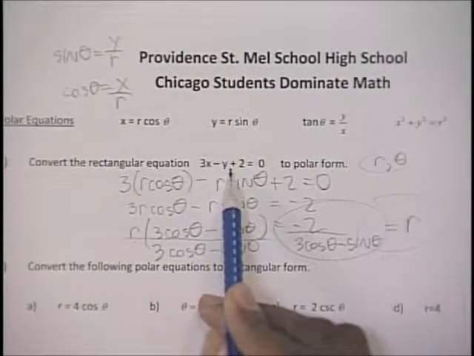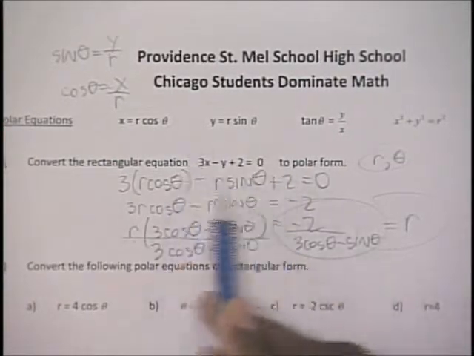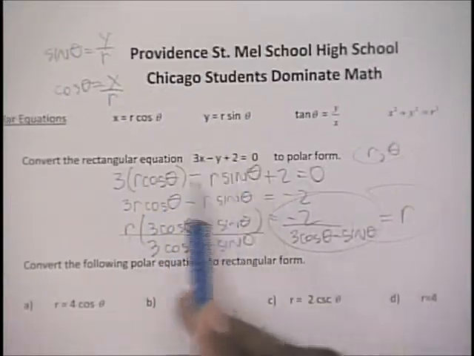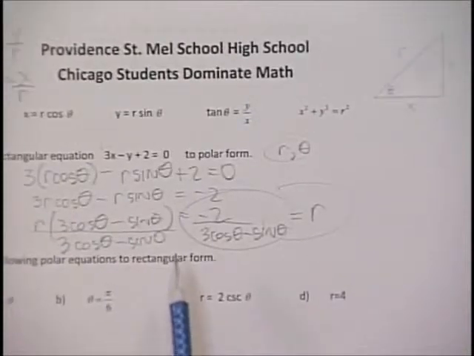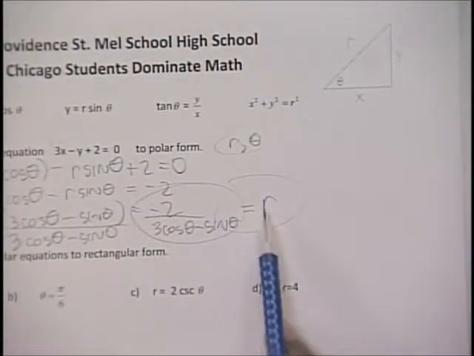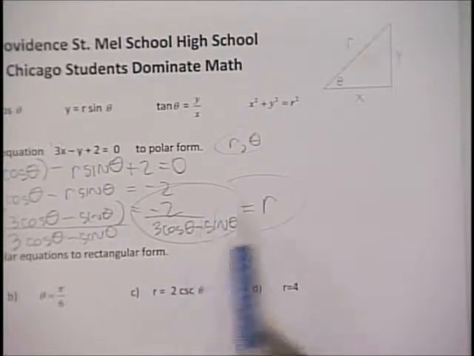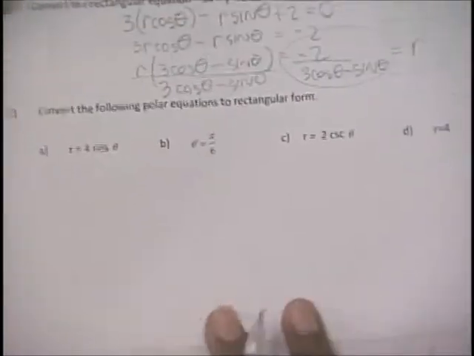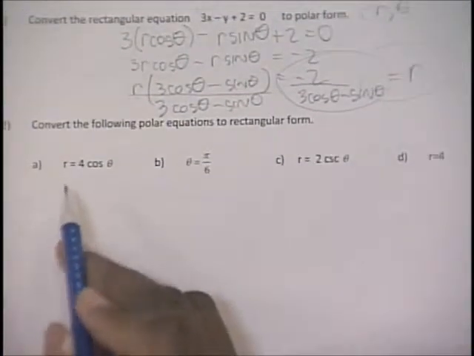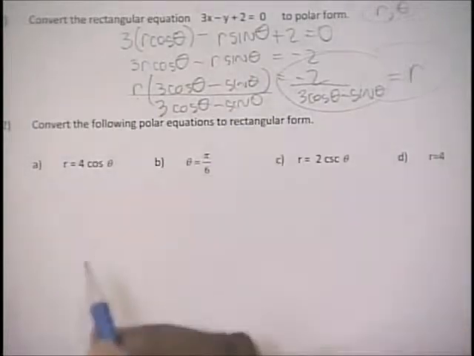3x minus y plus 2 is equal to 0 is how you'd say that using rectangular coordinates. All right, that's a rectangular equation. But the same equation can be stated as r is equal to -2 over 3 cosine theta minus sine theta. It's the same statement. Now that said, let's do a different kind of problem. Let's try to convert polar equations into rectangular equations.